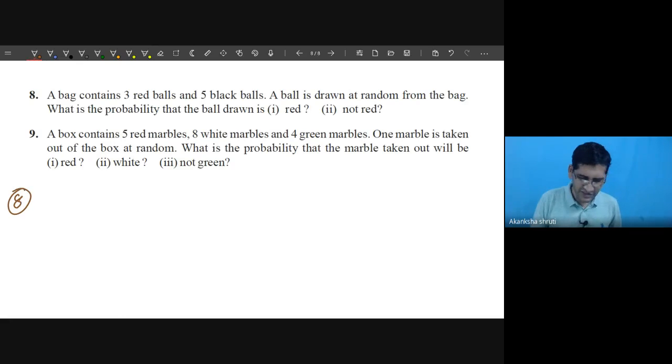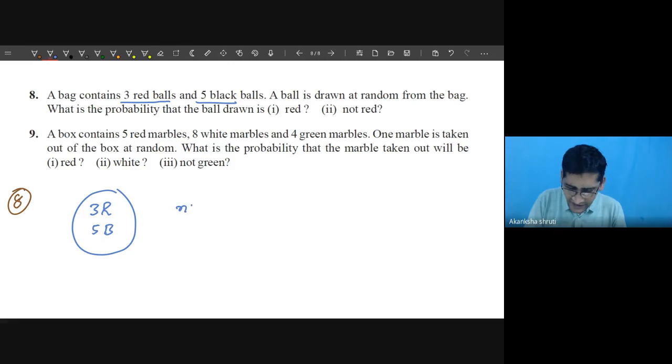Let us do question number 8. First, you shall observe carefully the sample space, then the event, then apply the formula. Do not blindly just write the ratio. That always gives the wrong result. But if you get the skill of writing everything correctly, you will always get the correct result. So a bag contains 3 red balls. For that, you may write 3 R, 3 red, 5 black, 5 B balls. So you may put it like this. It is forming a set.